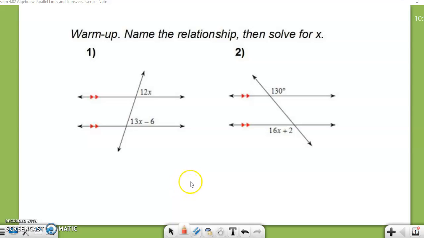Hi kids, and welcome to lesson 4.02. This is going to be some algebra with our parallel lines and transversals that we discussed in the last lesson.